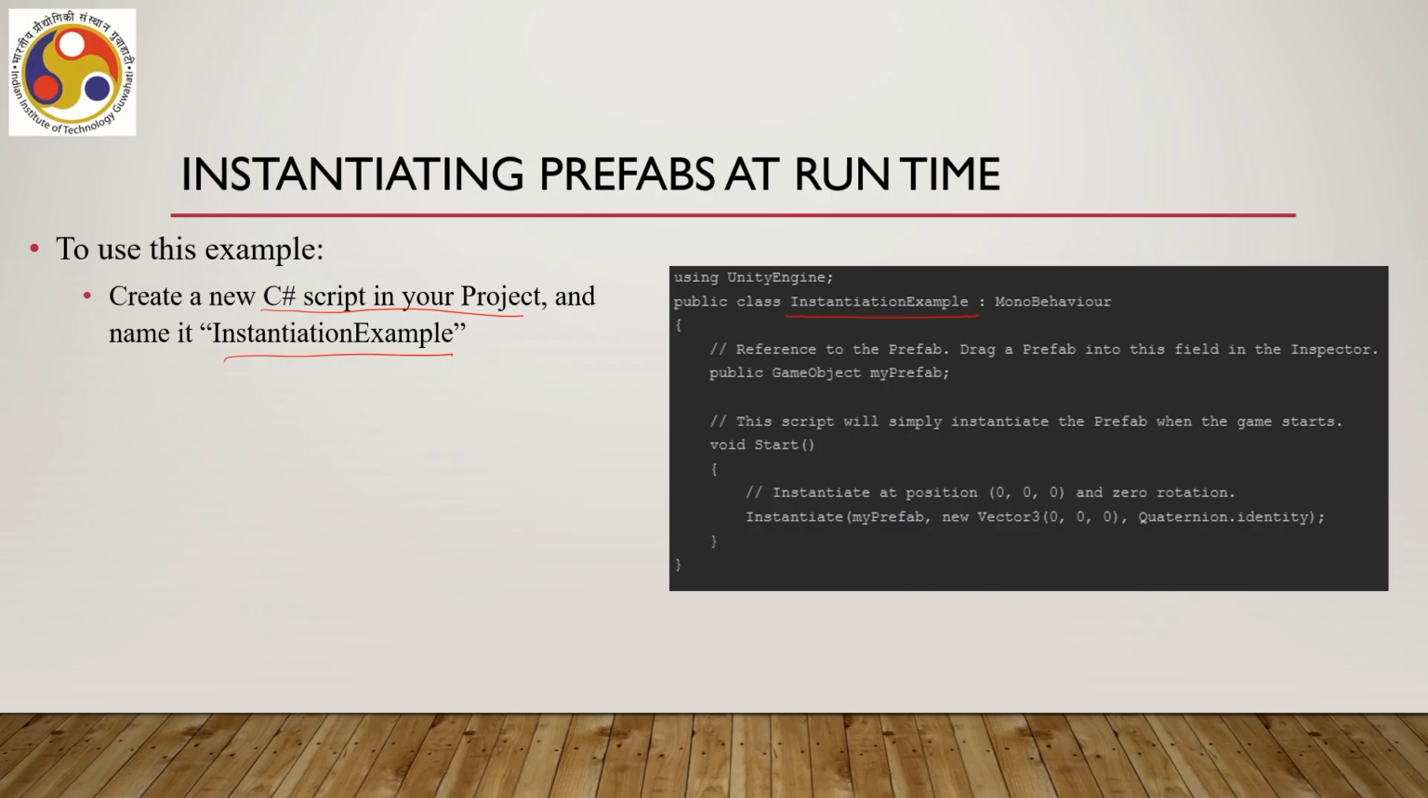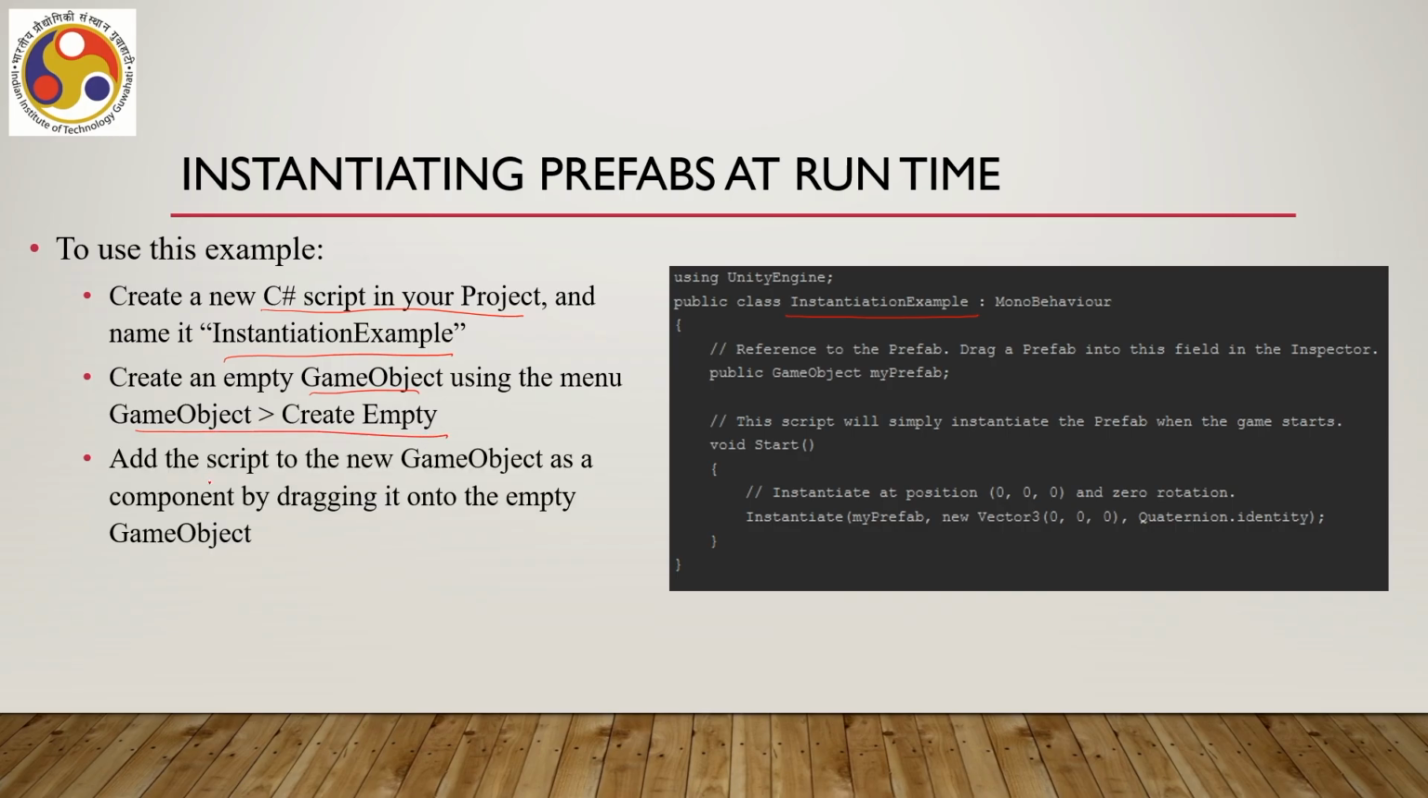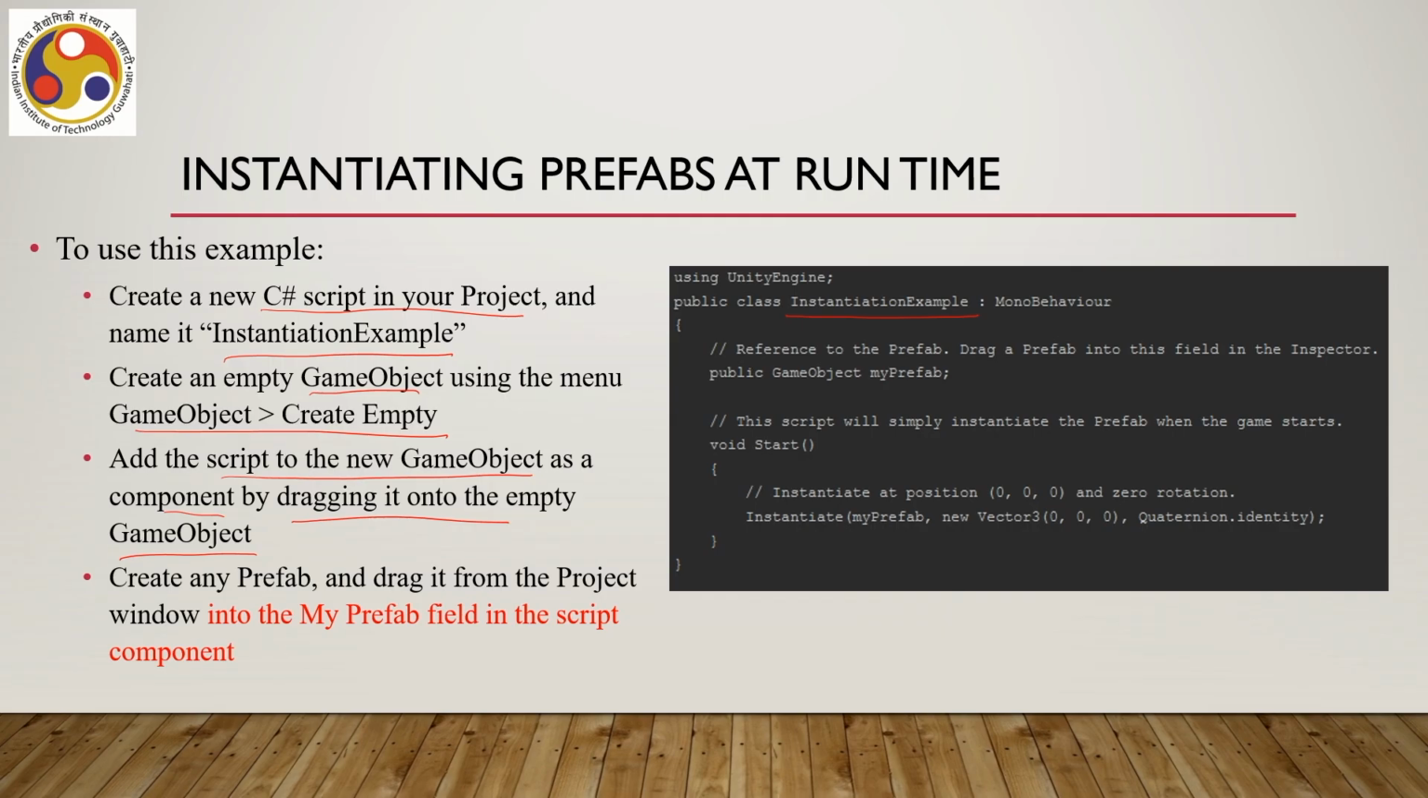InstantiationExample is a new script. Create an empty game object using the menu GameObject, Create Empty. Add the script to the new game object as a component by dragging it into the empty game object. These operations are done with the interface. Then create any prefab and drag it from the project window into the My Prefab field in the script component. These are the options provided by the editor interface, and you can follow these steps to instantiate prefabs at runtime.